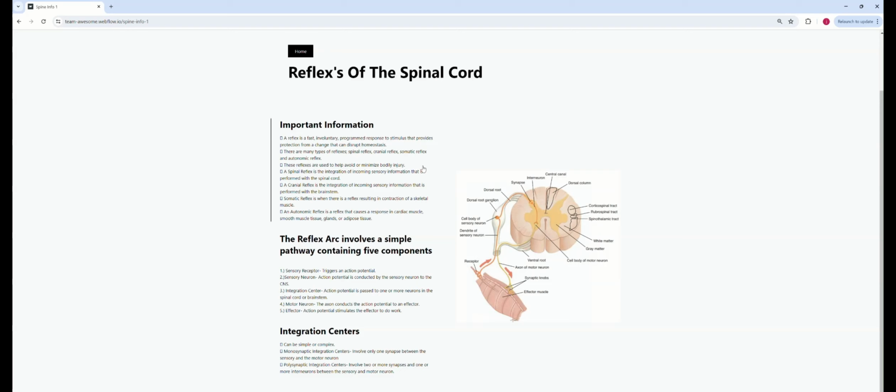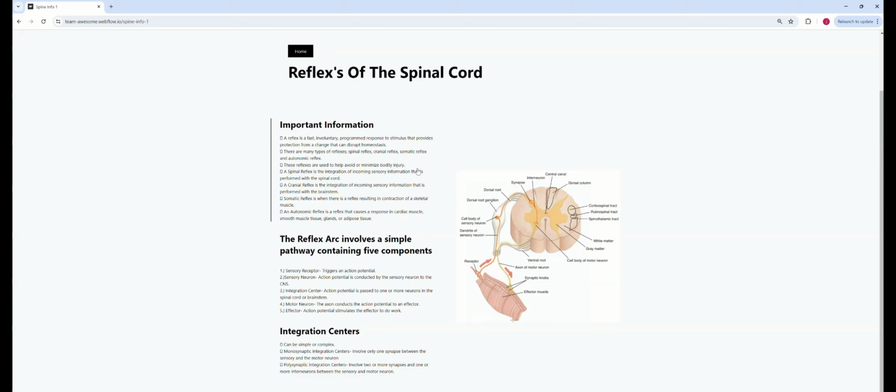The reflex arc involves a simple pathway containing 5 components. 1, sensory receptors, which trigger an action potential. 2, a sensory neuron. An action potential is conducted by the sensory neuron to the CNS. 3, integration center. The action potential is passed to 1 or more neurons in the spinal cord or brainstem. 4, motor neuron. The axon conducts the action potential to an effector. 5, effector. An action potential stimulates the effector to do work.